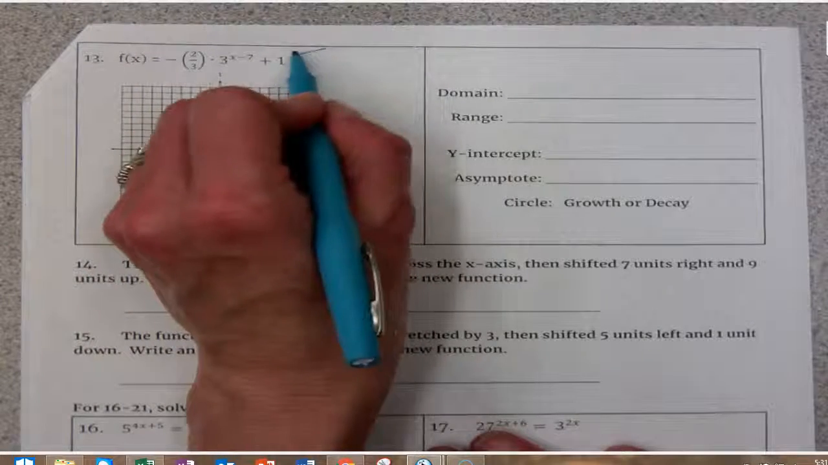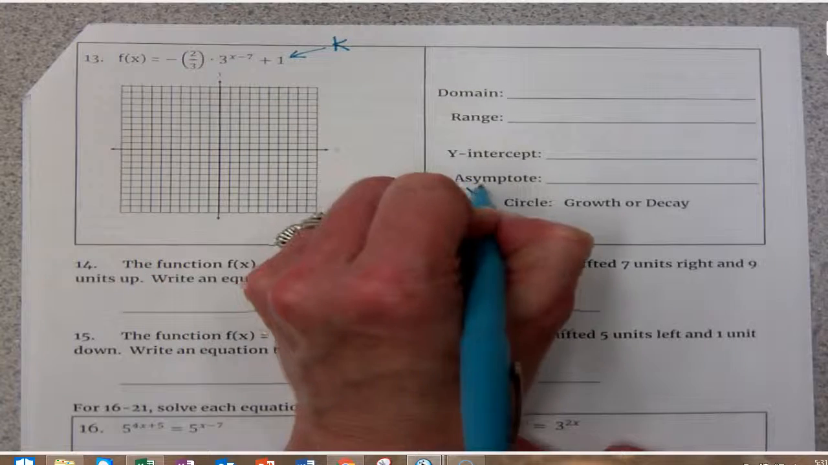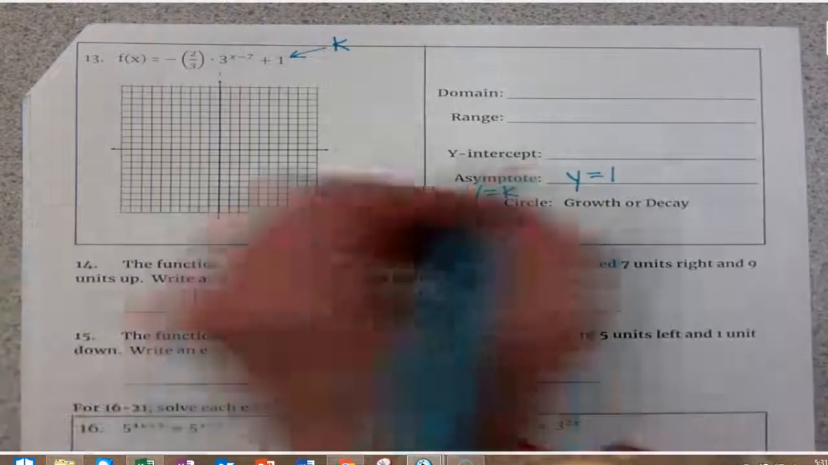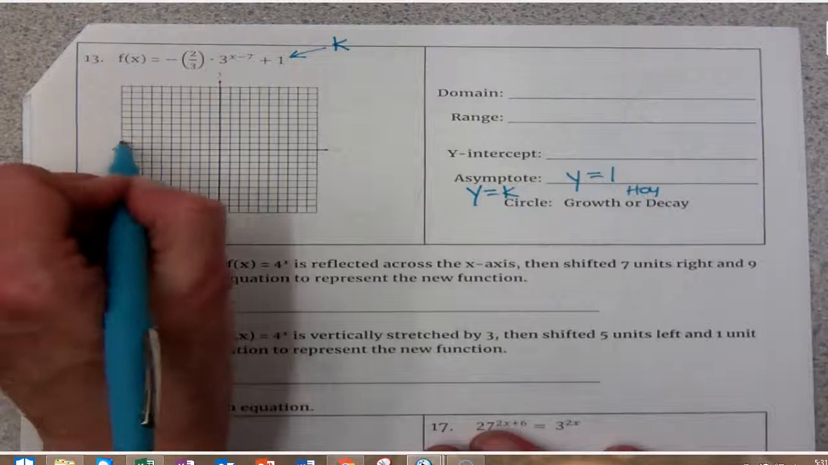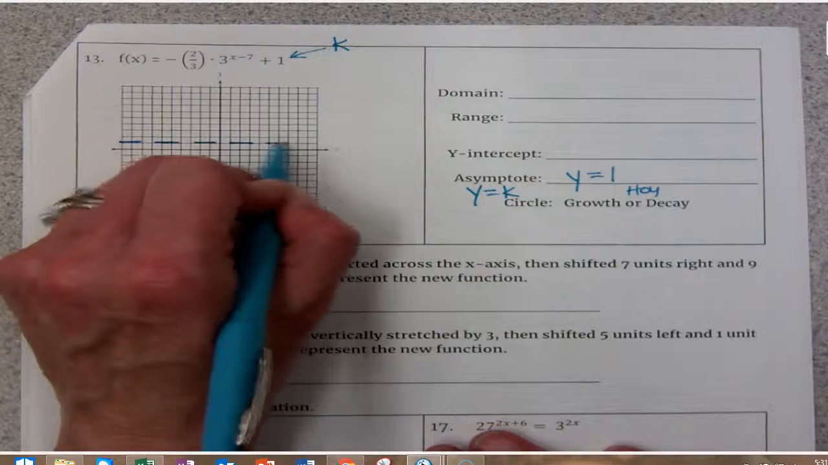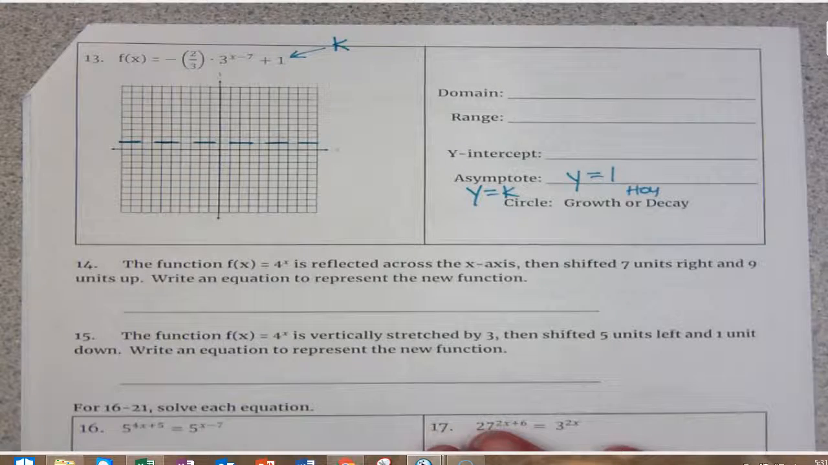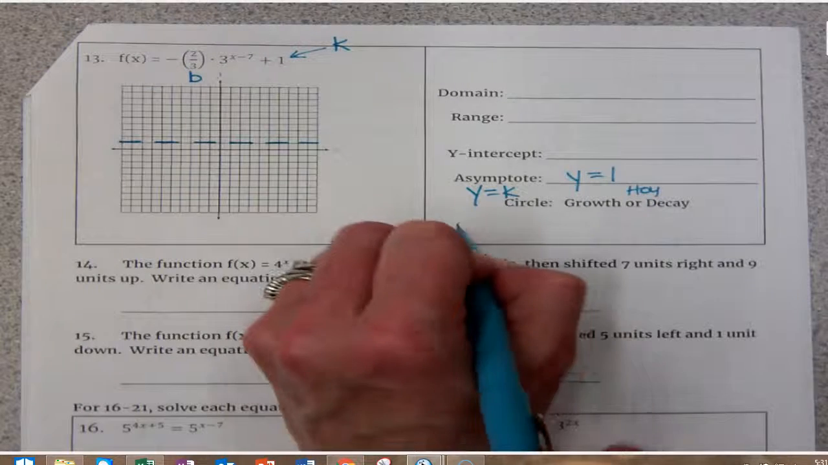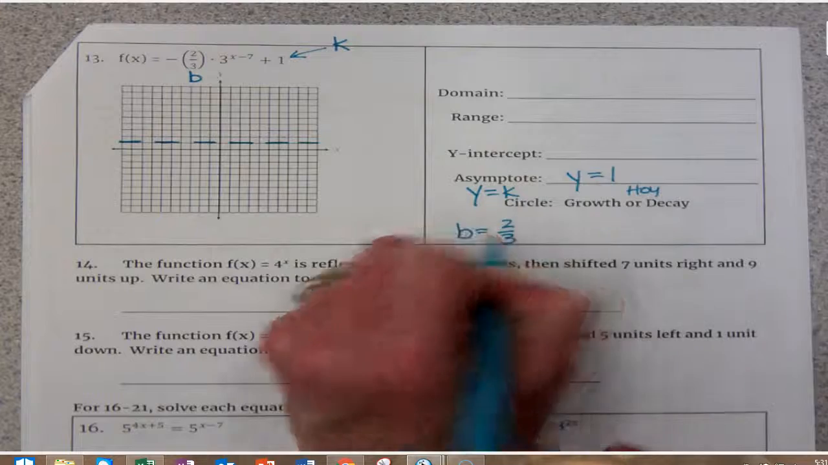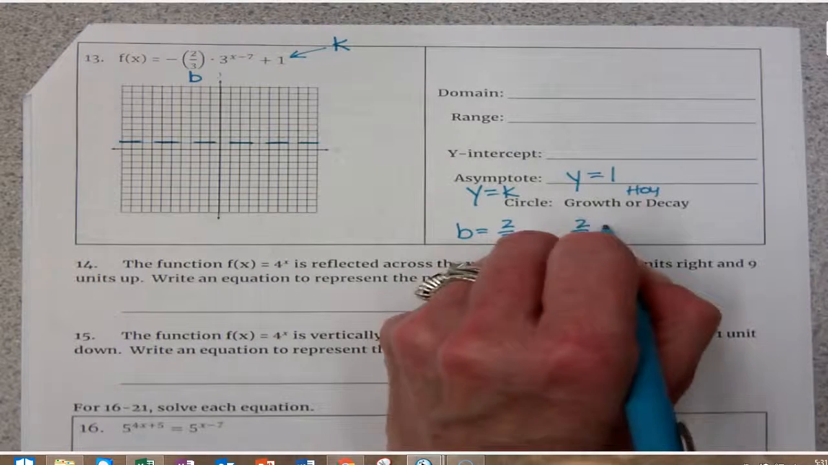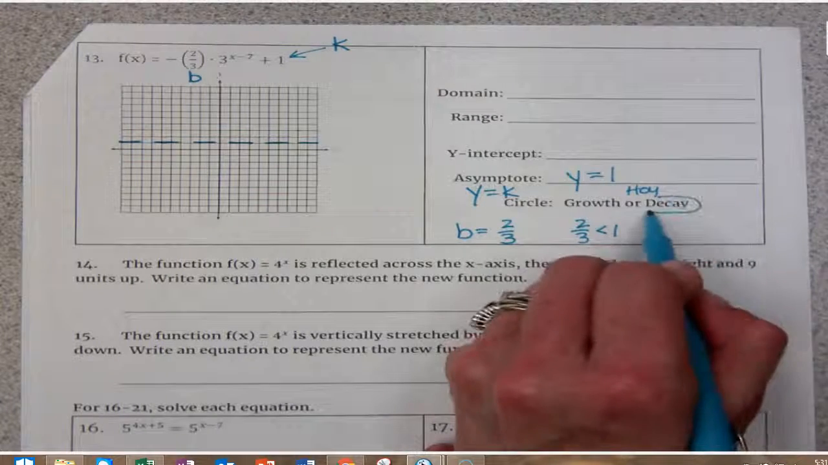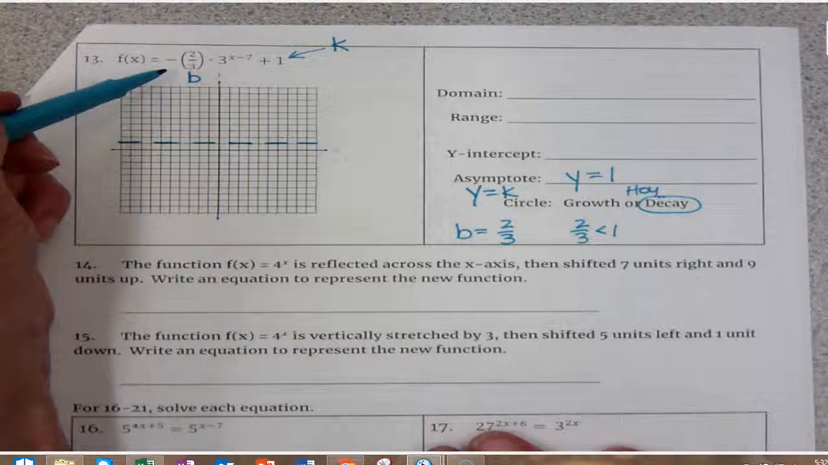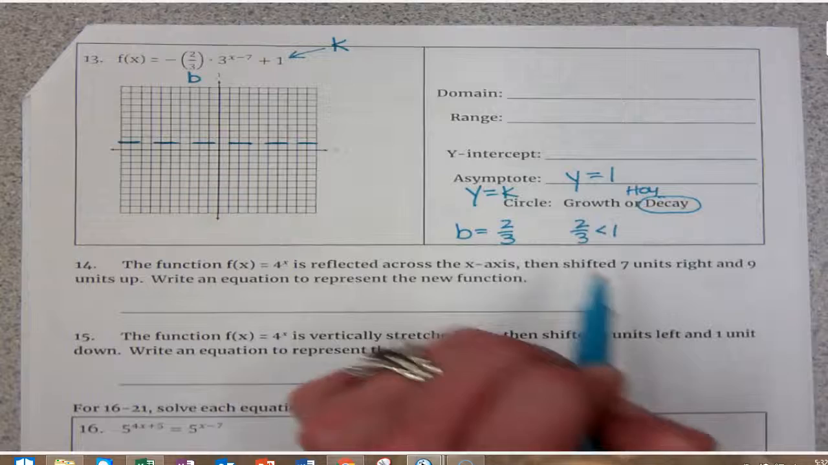Again, this is your K value. My asymptote is y equals K, y equals 1. And I can go ahead and graph that. That's going to help shape my graph. We see that B is 2/3. 2/3 is less than 1, so it's going to be a decay. I also see this negative sign, which means it's going to be another reflection. I'm not worried about that right now, but just a heads up.